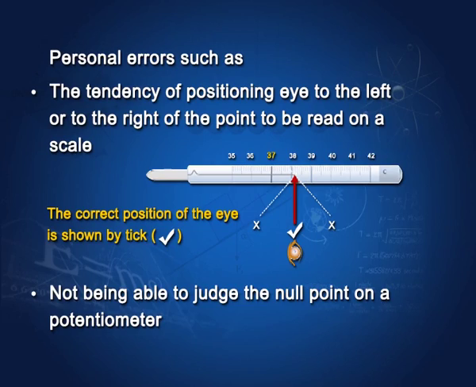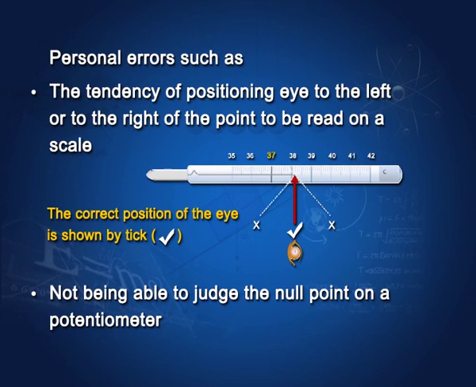Similarly, in an experiment with a potentiometer, you may not be able to read the null point correctly. When the needle of the galvanometer is not showing any deflection, that is a null point, but you may not be able to judge it properly. This can also lead to errors, and these will be personal errors.